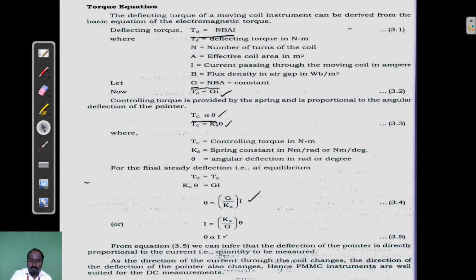So current through the moving coil is the quantity to be measured. Next, as the direction of the current through the coil changes, the direction of the deflection of the pointer also changes. So since it's a DC instrument, it cannot be used as an AC instrument, as the deflecting torque also changes in the opposite direction. So it is mostly suited for DC instruments.